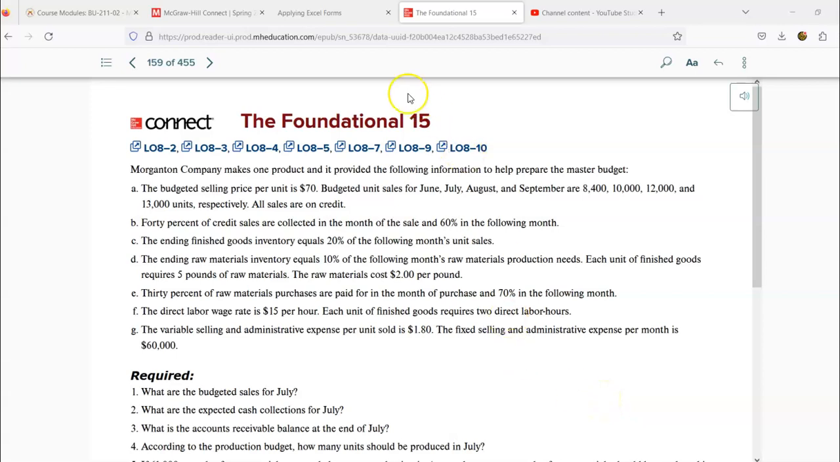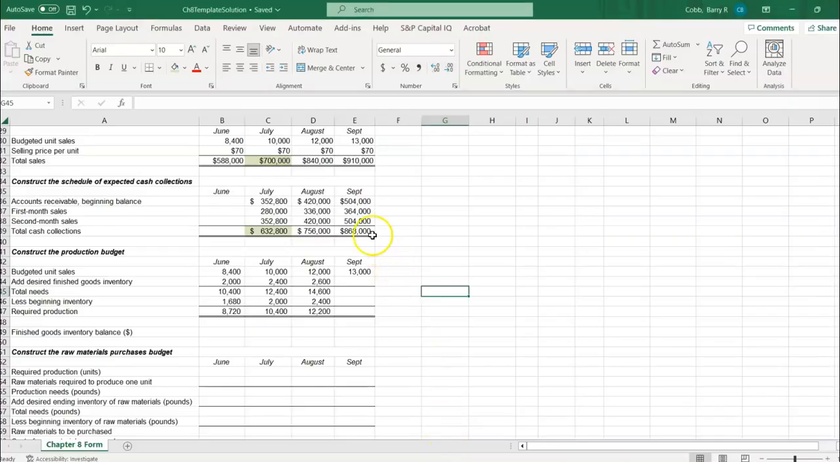This video will continue with the foundational 15 problem. And one thing to note is the third question is, what's the accounts receivable balance at the end of July? And we can find that from the schedule of expected cash collections. And the beginning balance for August would be the same as the ending balance for July. So there's the answer to question number 3.